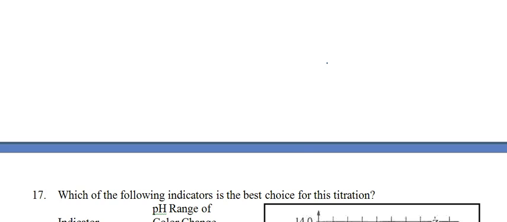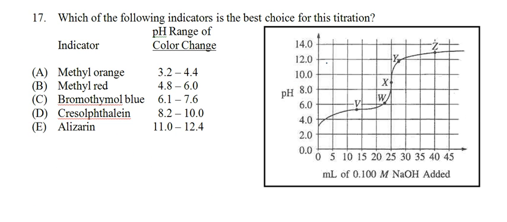All right, number 17. Which of the following indicators is the best choice for the titration? And then it gives you some ranges of pH. So, all right, before we answer this question, let's ask ourselves, what do these points actually represent? Because you want to know what these points represent. First of all, V, what does V represent? V represents the half equivalence point.